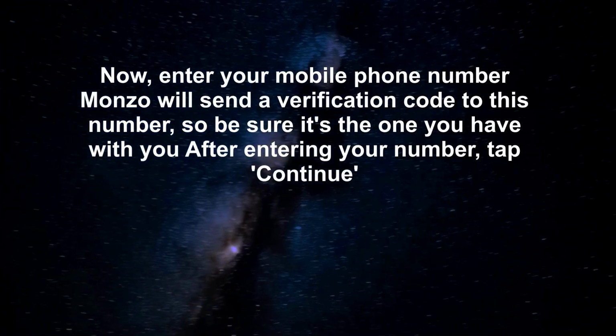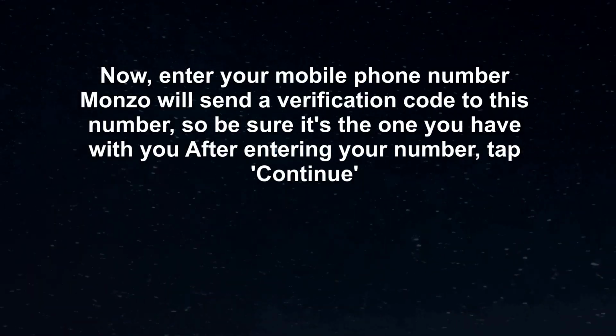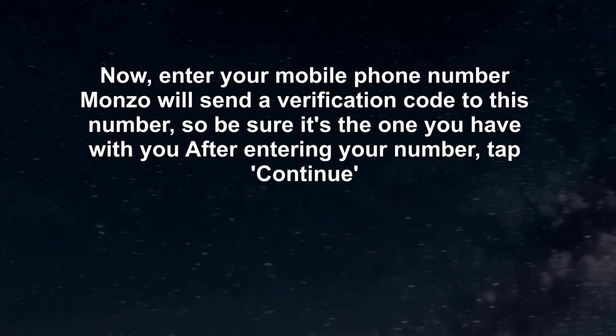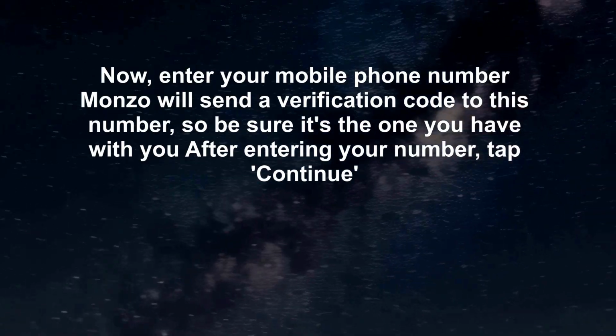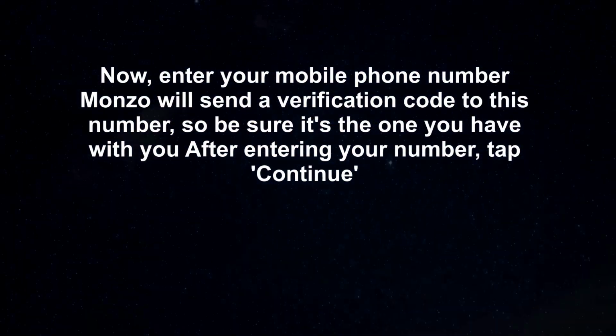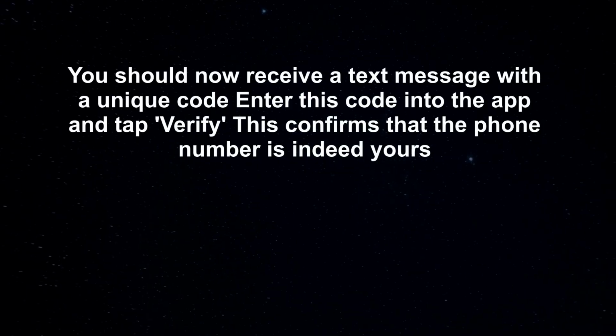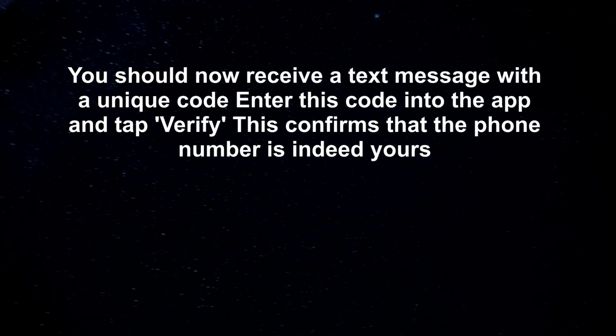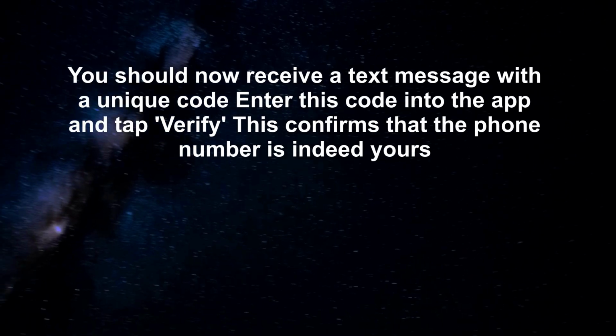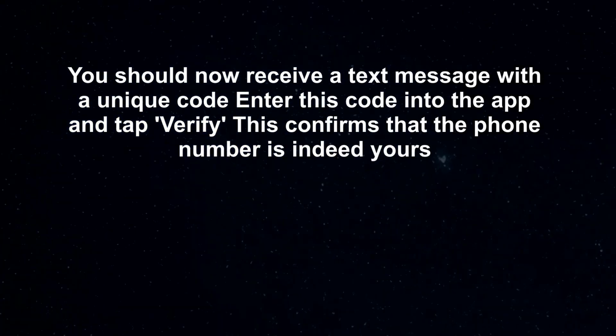Now, enter your mobile phone number. Monzo will send a verification code to this number, so be sure it's the one you have with you. After entering your number, tap Continue. You should now receive a text message with a unique code. Enter this code into the app and tap Verify. This confirms that the phone number is indeed yours.